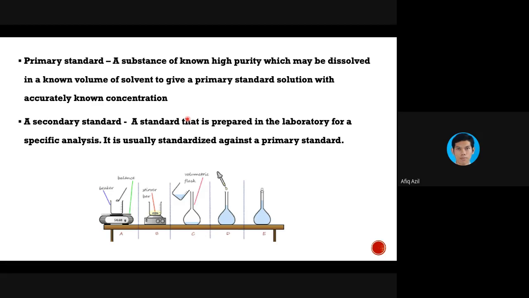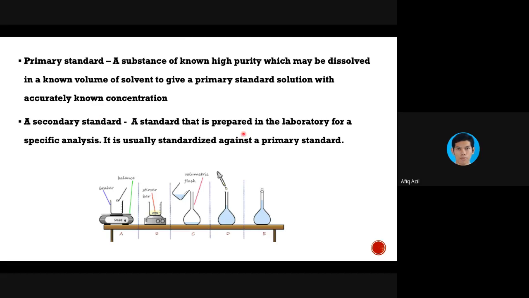So every test you do, you have to include a standard. If you want to do 10 different kinds of tests that need a standard, and each vial of primary standard is only 10 milligram, it will cost a lot of money. So instead of that, you need a secondary standard.